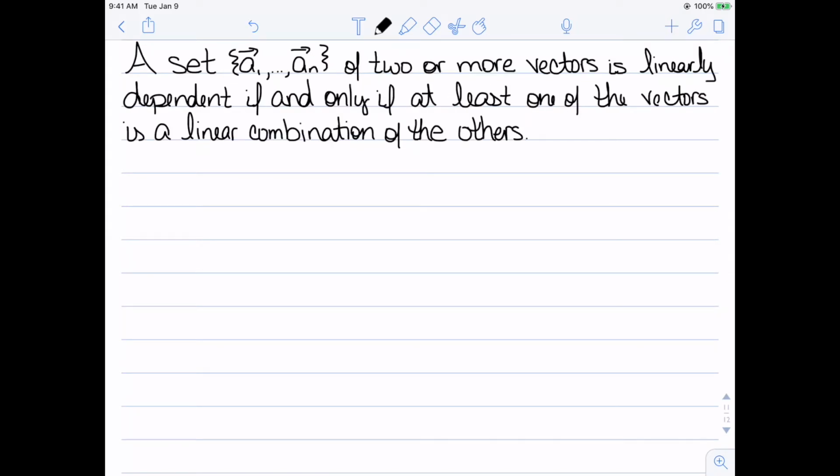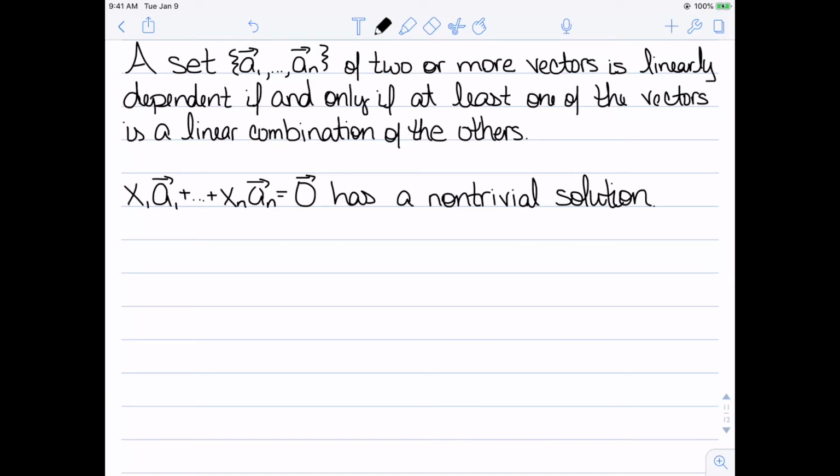Our next property: a set a1 through an of 2 or more vectors is linearly dependent if and only if at least one of the vectors can be written as a linear combination of the others. Let's start by supposing they are linearly dependent. If they're linearly dependent, that means this equation x1 a1 all the way up to xn an equal to 0 has a non-trivial solution. That means at least one of these x's is not 0. So we'll reorder them so that x1 is not equal to 0.